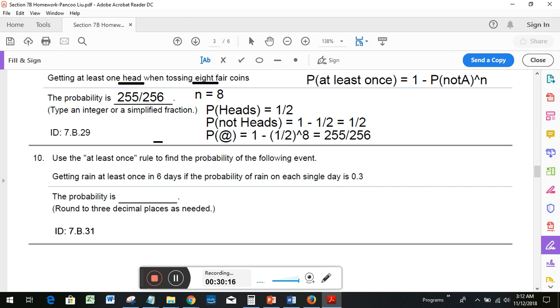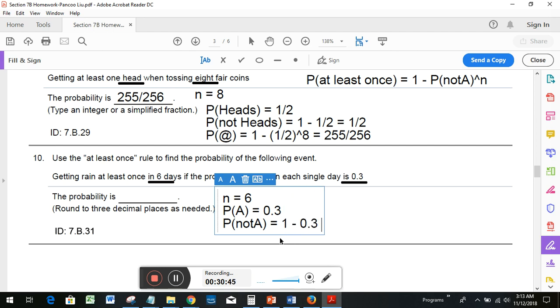Number 10 also asks to use the at least once rule. It says getting rain at least once in 6 days if the probability of rain on each day is about 0.3. So our n here is 6, which is the number of days. Our P of A, the probability of getting rain on one day, is 0.3. So our probability of not getting any rain is 1 minus 0.3, which is 0.7. So then our P at least once, P at, is equal to 1 minus 0.7 to the power of n, which is 6.